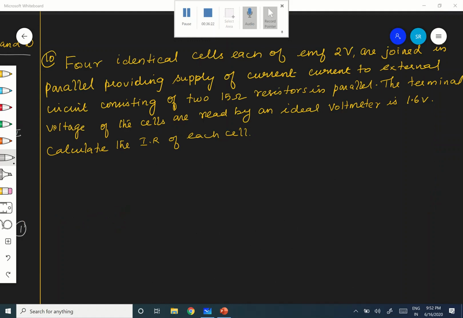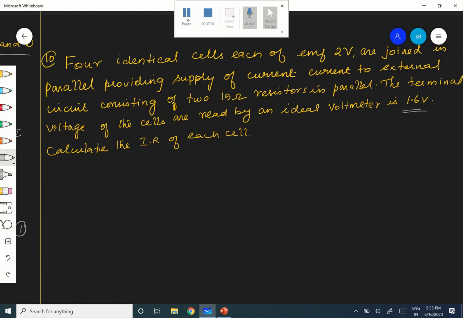4 identical cells, each of EMF 2 volt, are joined in parallel, providing a supply of current to an external circuit consisting of two 15 ohm resistors in parallel. The terminal voltage of the cells is read by an ideal voltmeter. What is an ideal voltmeter? It has infinite resistance, so it will not allow any current through it. The terminal voltage is 1.6 volt. Calculate the internal resistance of the cell.